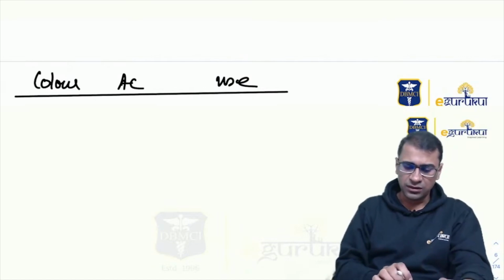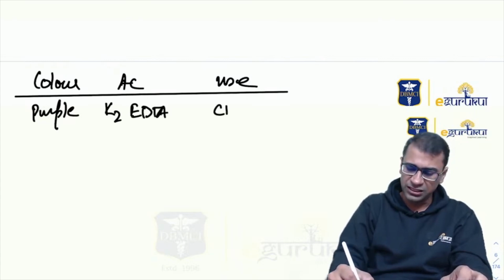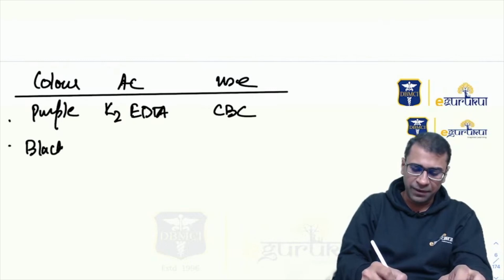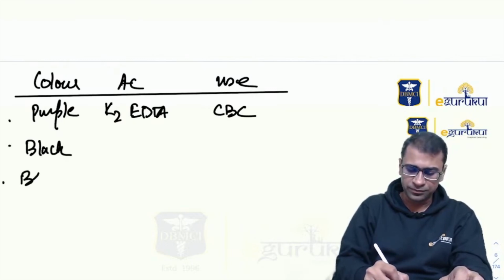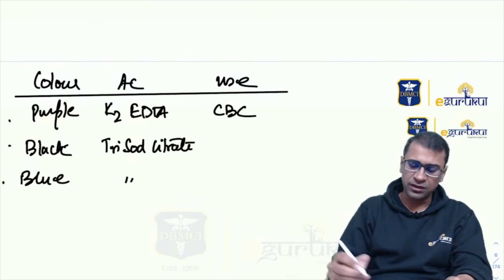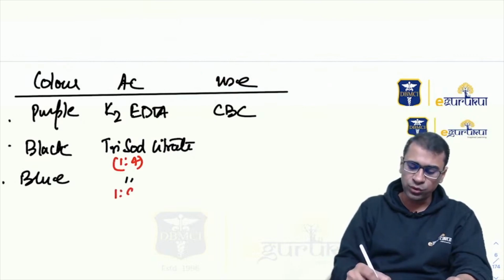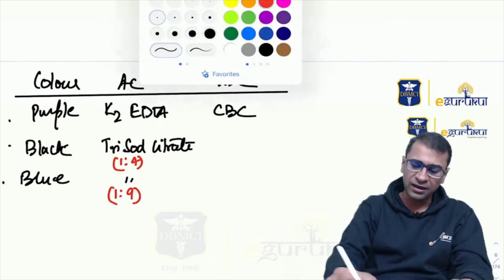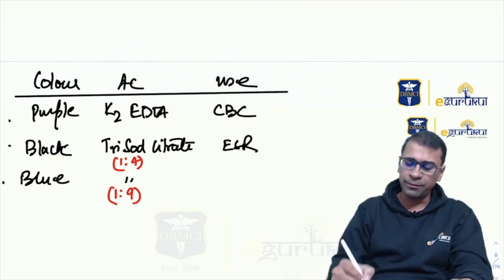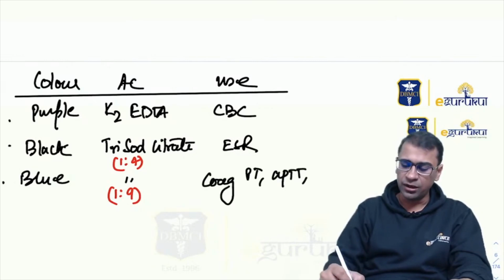Look at the color, the anticoagulant and the usage of these. Color wise, let's start with the purple color, which has dipotassium EDTA. The basic use is to send the CBC sample. Then there are the black color and the light blue color. Both have trisodium citrate. The difference is that the black color uses a ratio of 1:4, whereas the blue color uses a ratio of 1:9. The basic use of the black color is to send a sample for ESR, but the blue color is used to send a sample for coagulation, like the prothrombin time or the activated partial thromboplastin time, and it can also be used for D-dimer testing.